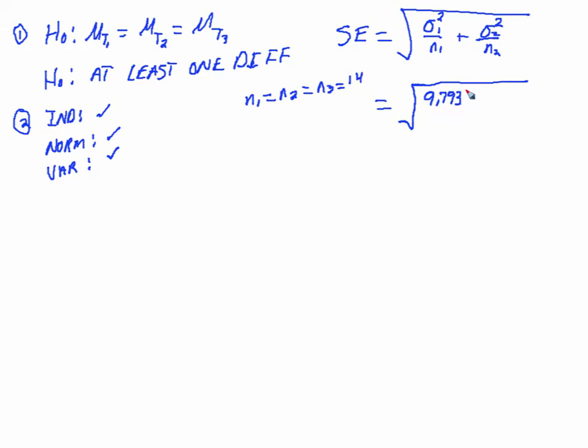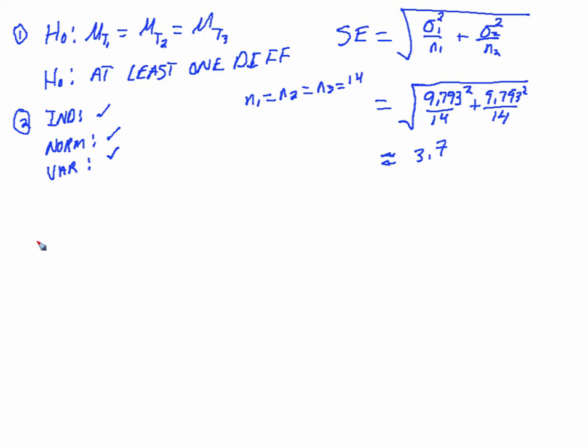So that's going to be 9.793 quantity squared divided by 14 plus 9.793 squared divided by 14, and that's going to be the same no matter which pairwise test you're working. So that's going to be approximately equal to, let's put squiggles here, right around 3.7. So we're going to run with that as being our standard error for each one of the tests. That's going to be the denominator in our t-test statistic for every one of them. All right, so let's get after it.